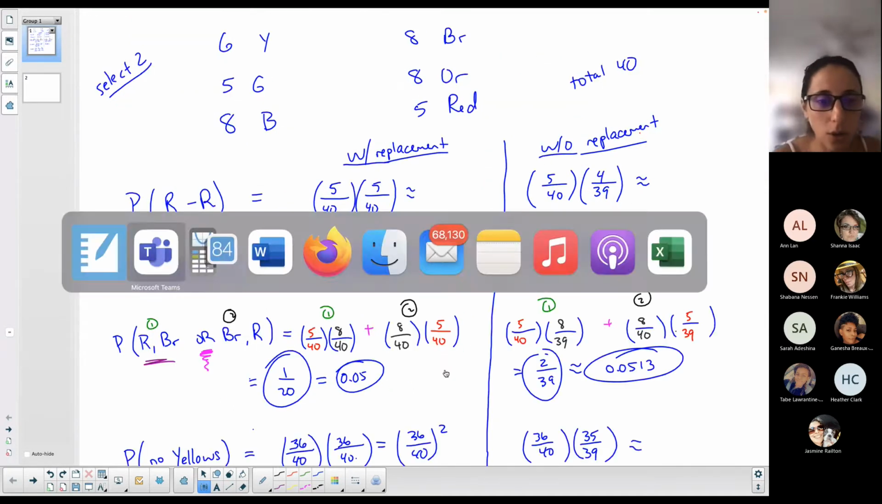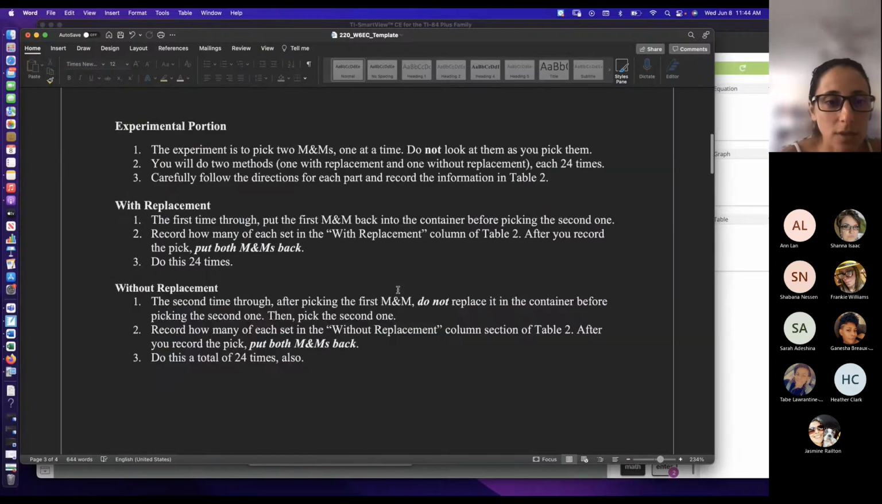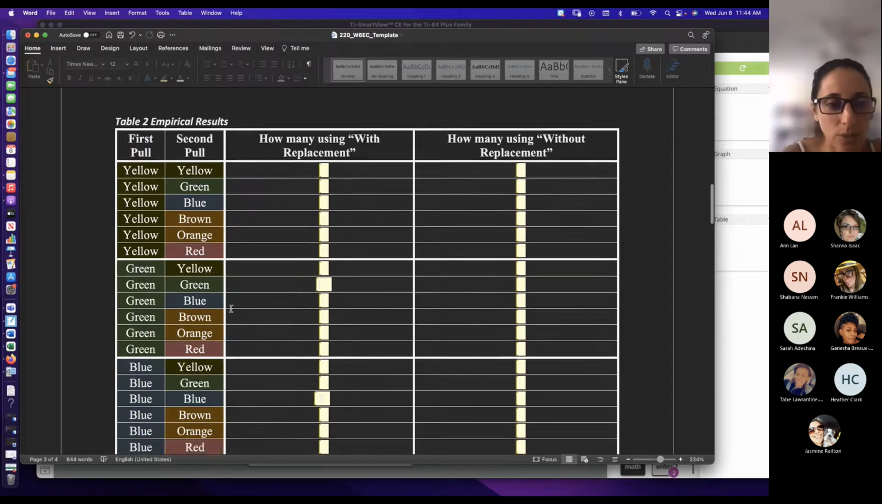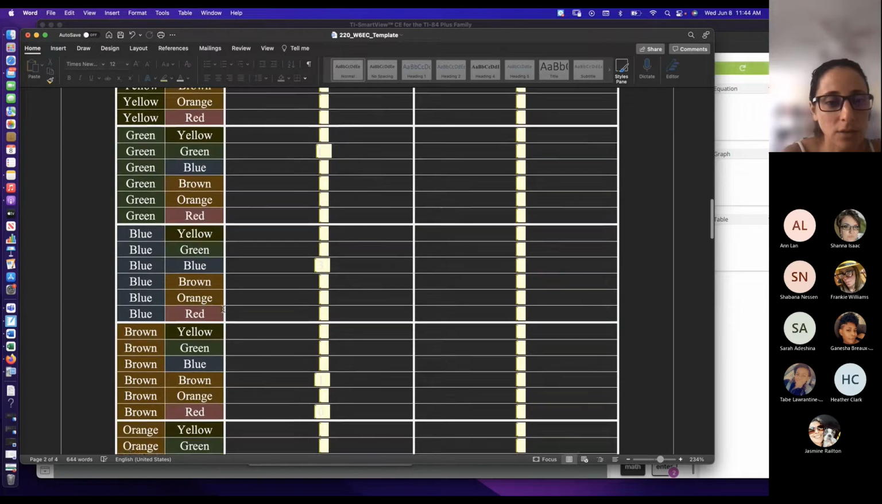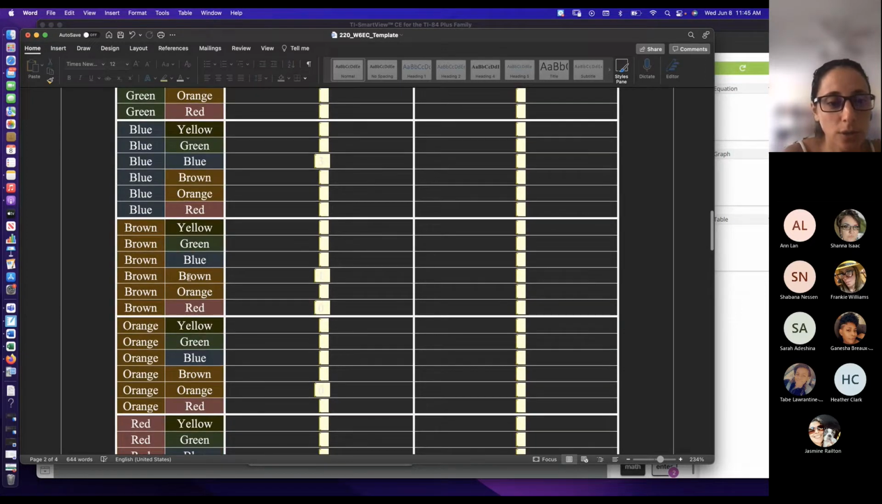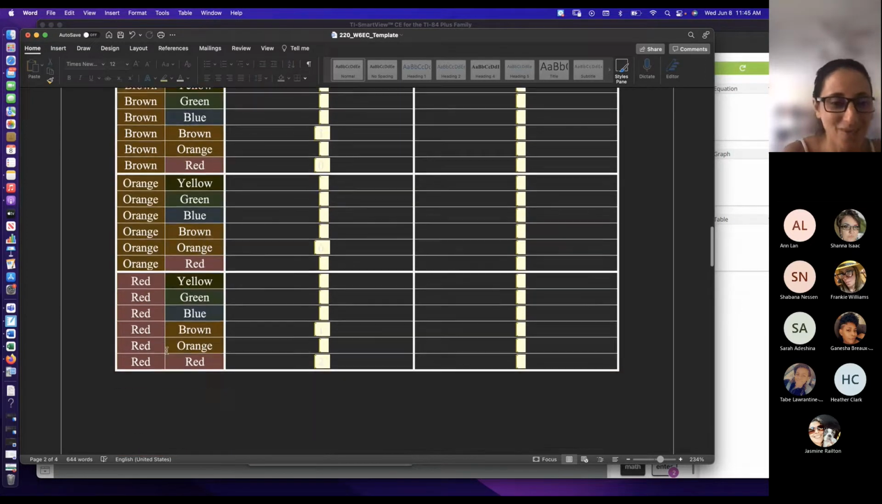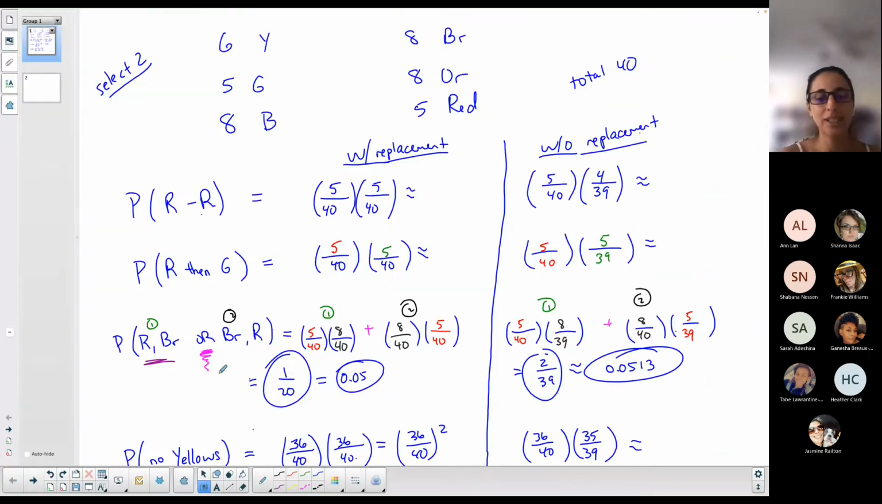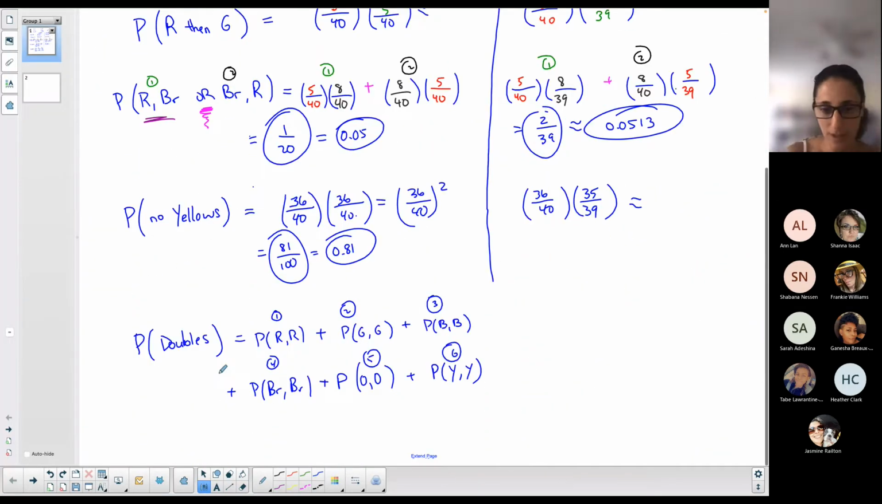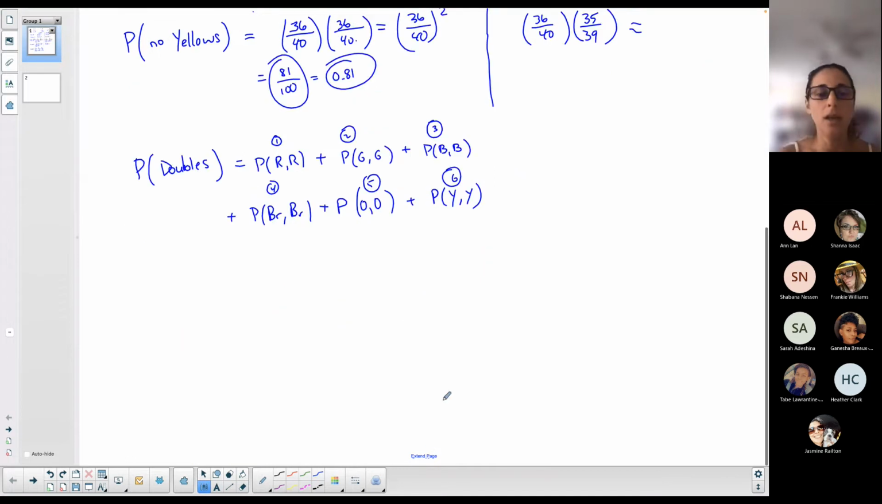Let's check it. Let's go here and just check it too, right? Are they part of this? So yellow, there's one of those. Green, blue, brown, orange, red. There's 6 total doubles. But I'm not calculating it, period. I'm doing it theoretically. Now this is a little more of a pain because you have 6 situations, but not a huge deal.